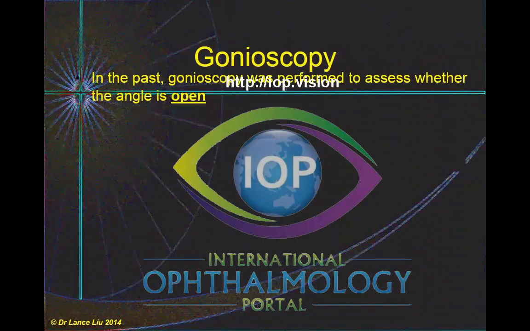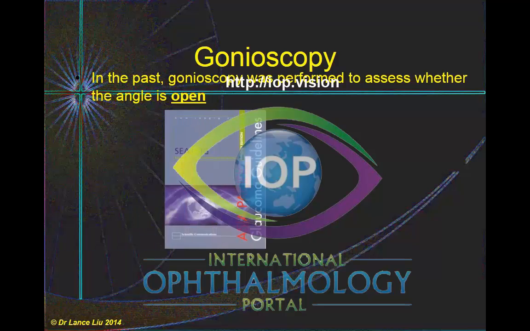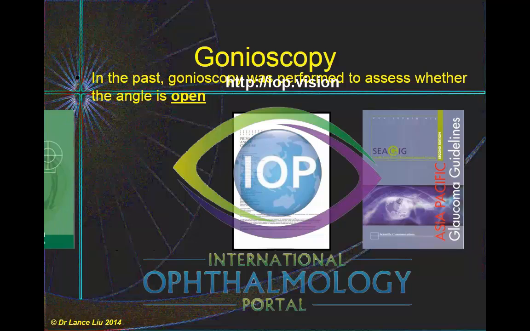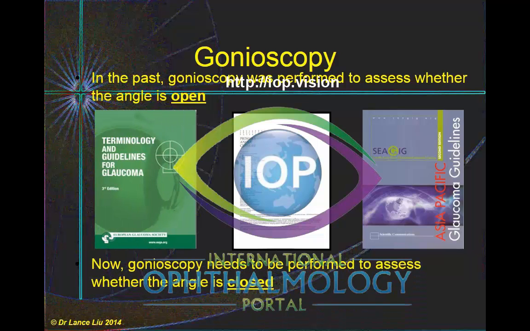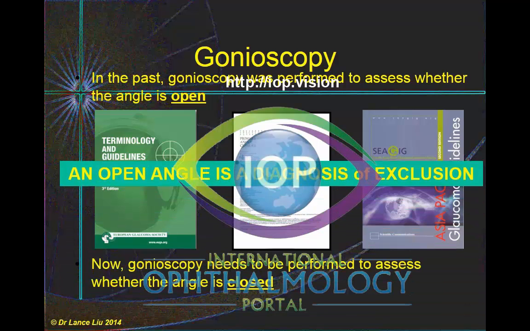When it comes to gonioscopy, in the past it was performed to assess whether the angle is open. However, all the recent glaucoma guidelines now state that gonioscopy needs to be performed to assess when the angle is closed, and an open angle becomes a diagnosis of exclusion.